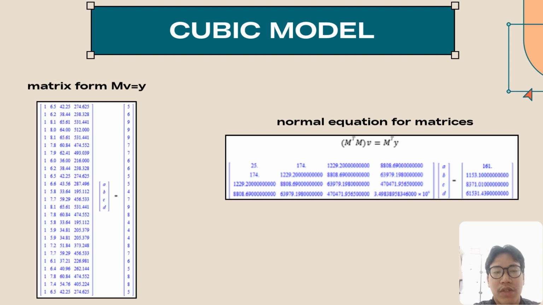After that, we find the normal equation for matrices. The formula is M transpose M multiplied with V equals M transpose Y. After that, we got the value of A, which is equal to 181.0, the value of B, which is 1153.1, the value of C, which is equal to 8371.01, and then the value of D, which is equal to 61531.4390.